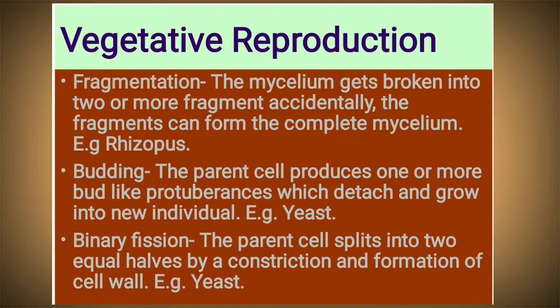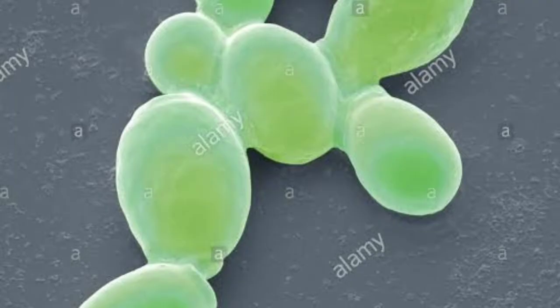Next comes budding. In budding, the parent cell produces one or more bud-like protuberances which detach and grow into a new individual. Its example is yeast. Yeast is a unicellular fungus, but it remains in colonies because it has a very rapid growth by vegetative reproduction.